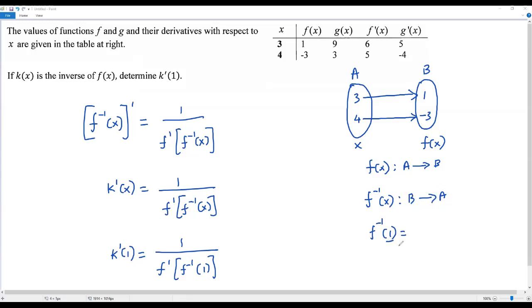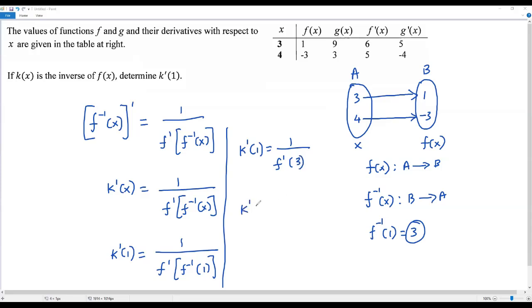Since I have taken the value 1 for x over here, let's consider the value 1 in the set B. So when I consider the value 1 for x, what is the image of this one in set A? That is 3. So this is the value of f inverse of 1. So f inverse of 1 is equal to 3. Now what we can do is plug in this value 3 for f inverse of 1 over here. Let me continue. So k prime of 1 equals 1 over f prime of, and for f inverse of 1, we can plug in 3. Let me write it.